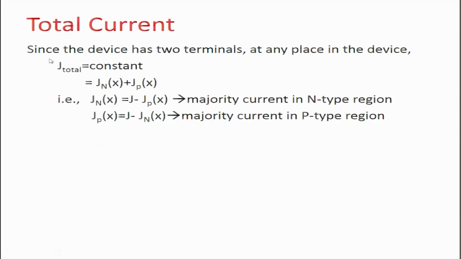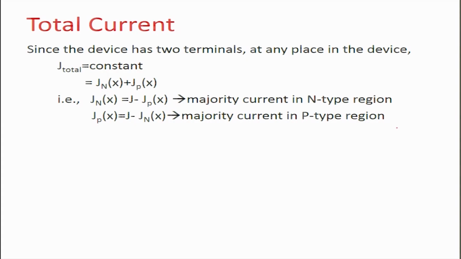So, the total current that we have in the device, since the device has two terminals, at any place in the device we can say J total is constant, which means it is equal to Jnx plus Jpx. So, Jnx would be J minus Jpx, that is the majority current in the n type region, and Jpx would be J minus Jnx, that would be the majority current in the p type region.